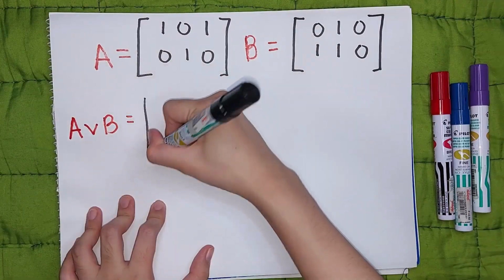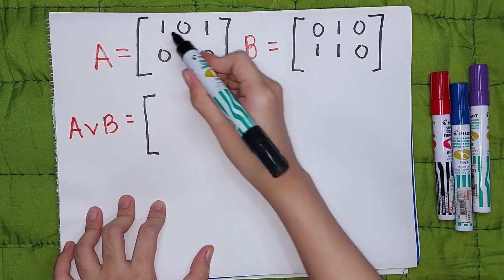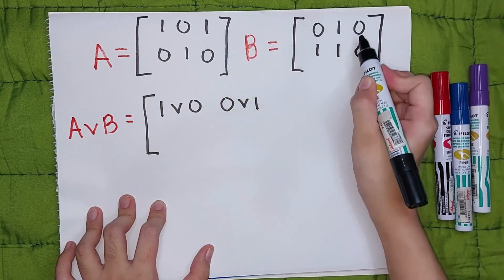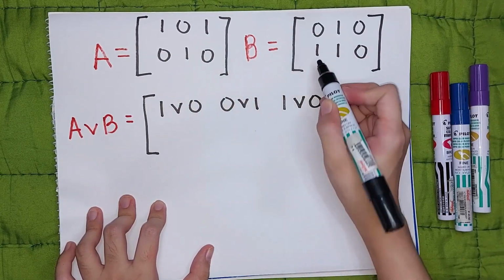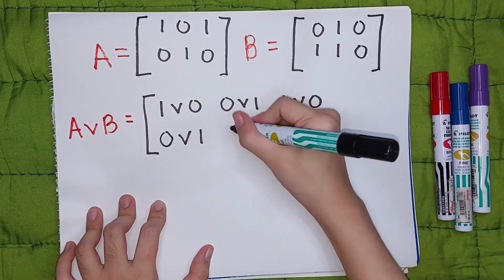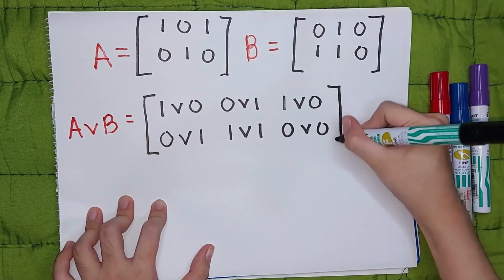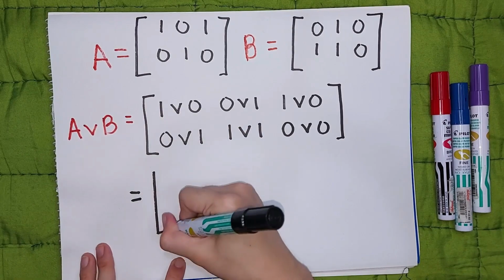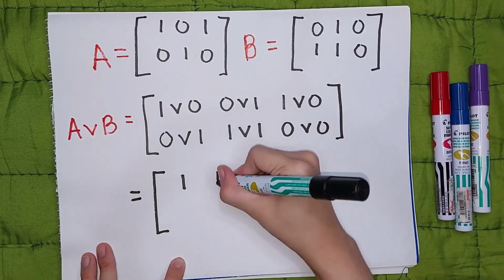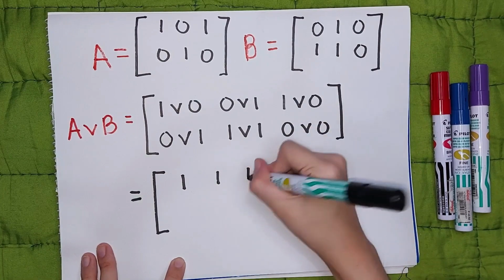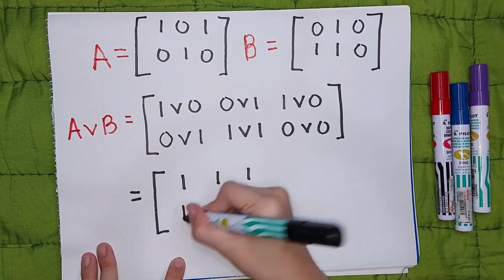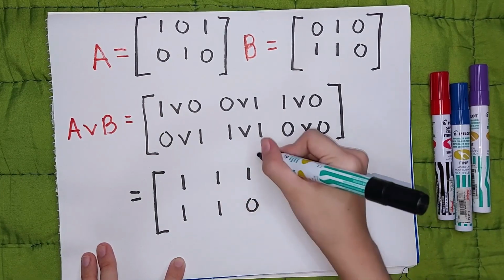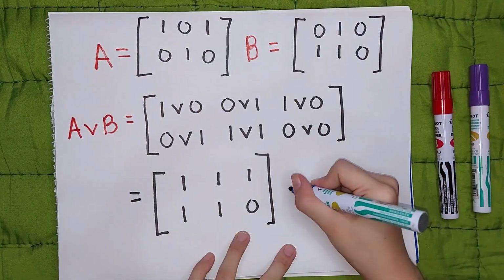Here is an example for the join. Let us first derive the formula. 1 join 0. 0 join 1. 1 join 0. 0 join 1. 1 join 1. And 0 join 0. And now, let's start the addition. 1 plus 0 is equal to 1. 0 plus 1 is equal to 1. 1 plus 0 is equal to 1. 0 plus 1 is equal to 1. 1 plus 1 is equal to 1. And 0 plus 0 is equal to 0. And this is the final answer.